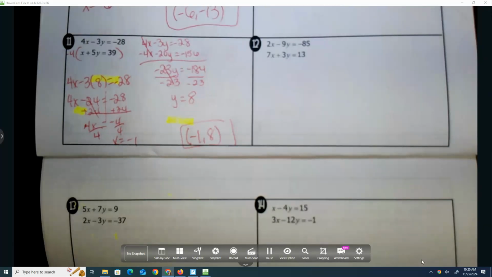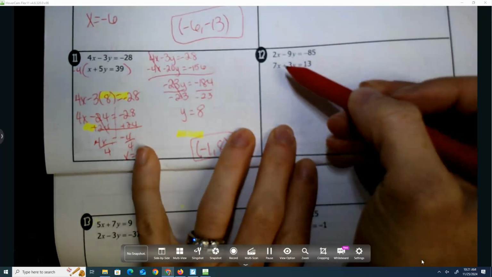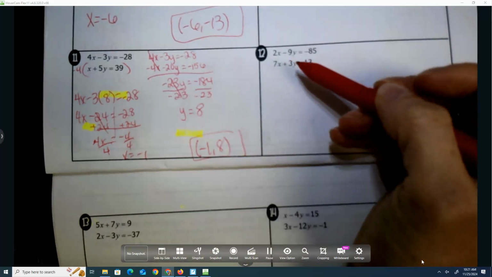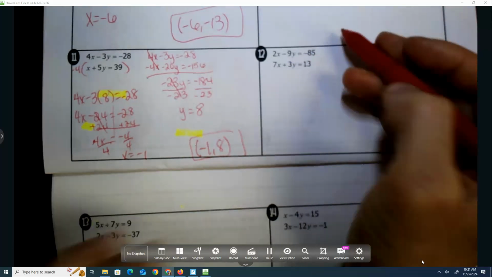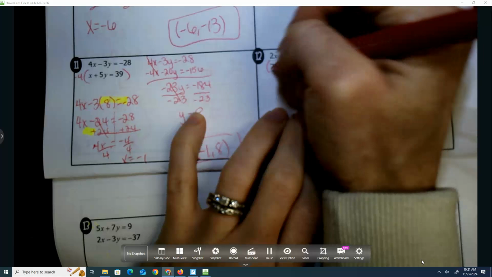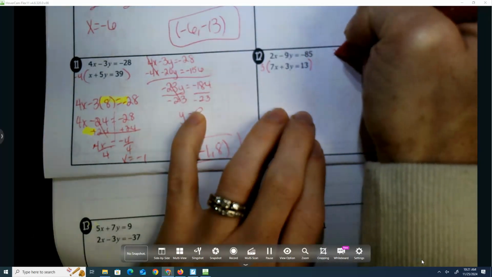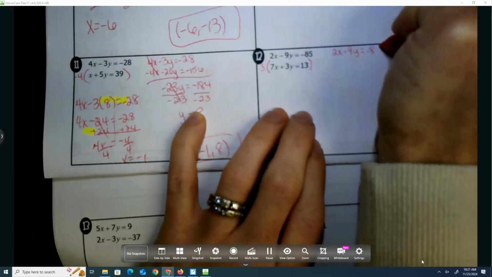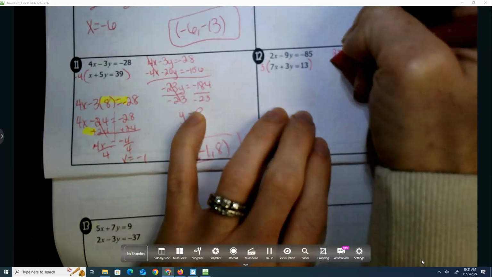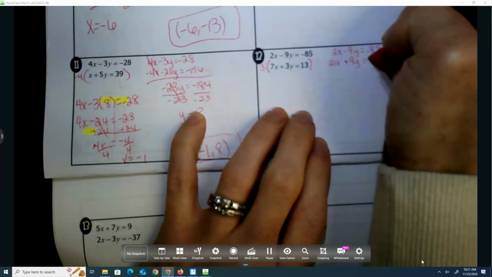So if we have to decide what we want to cancel, a few of you canceled x, which means you have to take the first one times 7 and the second one times -2. Some of you canceled y. If you want to cancel y, all you have to do is take the second one times 3. But either way will get you there. So if I do that, I didn't change my first one. Second one is 21x plus 9y equals 39.